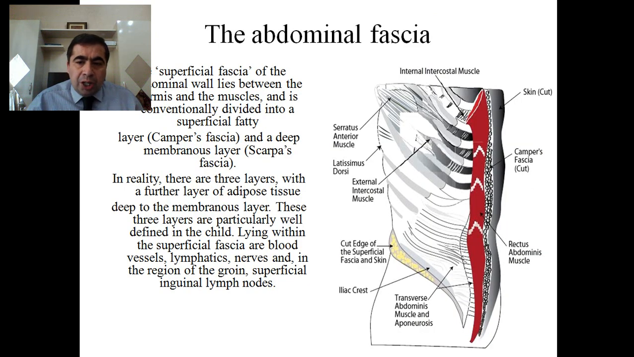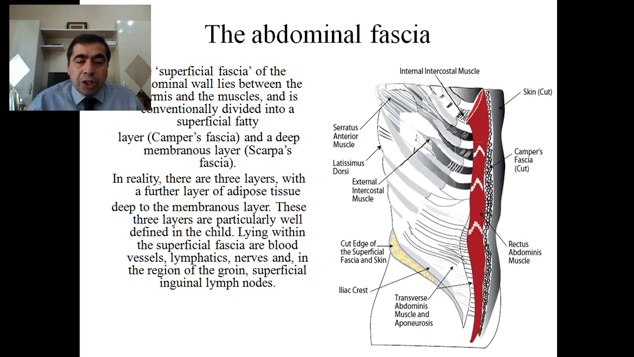The abdominal fascia, of course, in this picture, the superficial fascia, as I have explained, of the abdominal wall lies between the dermis and the muscles and is conventionally divided into a superficial fatty layer, Camper's fascia, and a deep membranous layer, Scarpa's fascia. In reality, there are three layers, with a layer of adipose tissue deep to the membranous layer. These three layers are particularly well defined in the child.